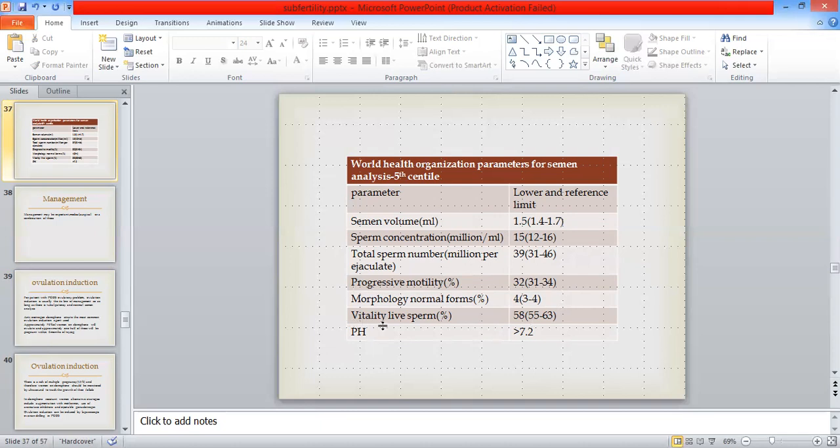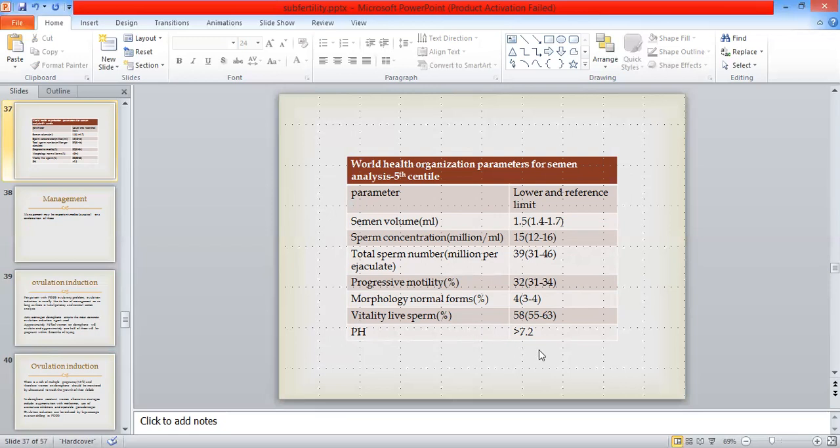And the next is vitality, live sperm. How much live sperm should be present? 58%. The range is 55 to 63. And what should be the pH of the semen? It should be more than 7.2.